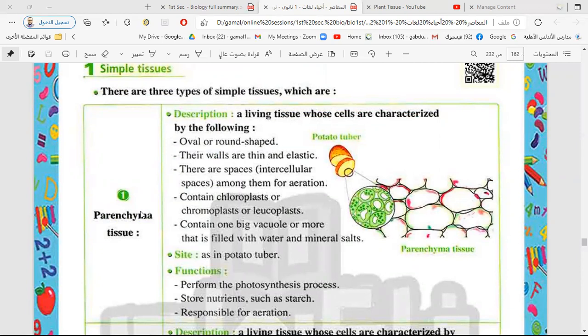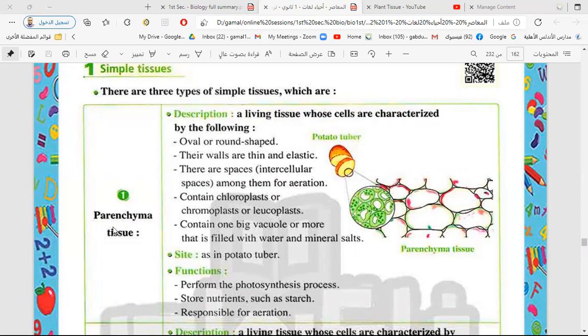The tuber of potato, as you know, is a stem. The potato is a stem, but it is a tuber stem. What is the meaning of tuber stem? The meaning of tuber stem is that it stores a large amount of starch, a large amount of food. So the storage tissue inside the potato must be a special type of tissue, which is the parenchyma tissue.